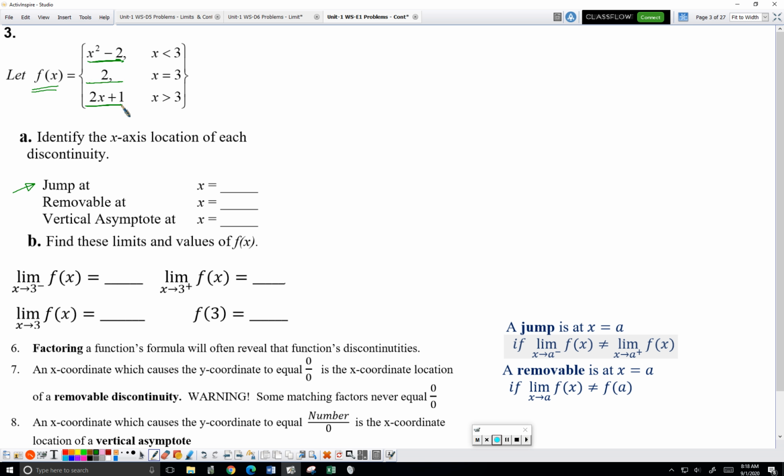We change from one formula to another all around the x-coordinate x equal 3. So x equal 3 is the transition point. So if I'm looking to see if there's a jump, I simply need to check what's happening near x equal 3. So I remember this definition right here. A jump occurs if the left-hand limit and the right-hand limit are different. So I'm going to go find the limit as x approaches 3 from the left.